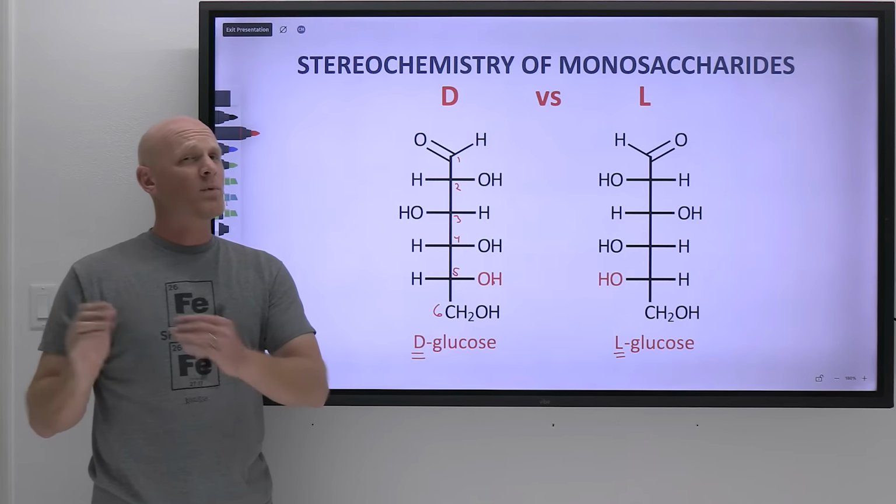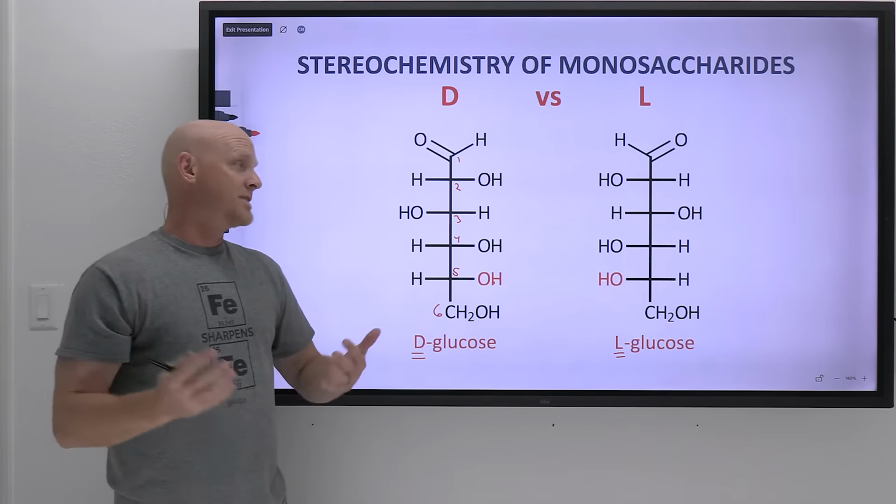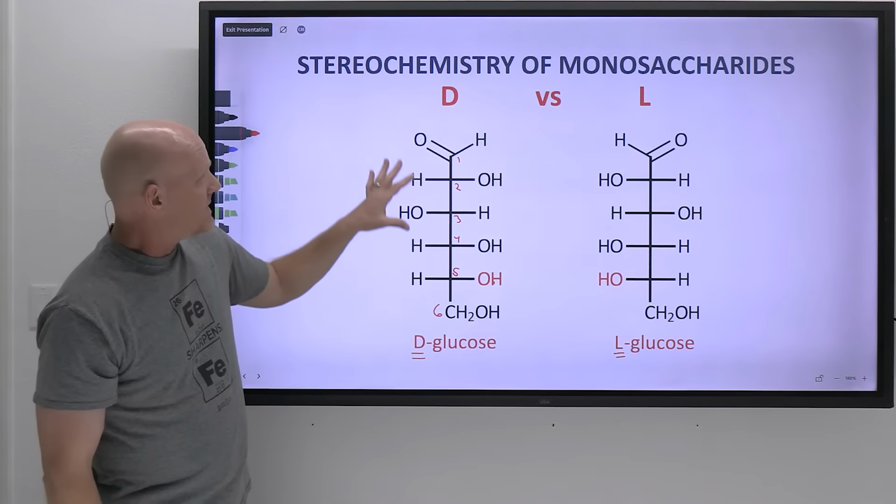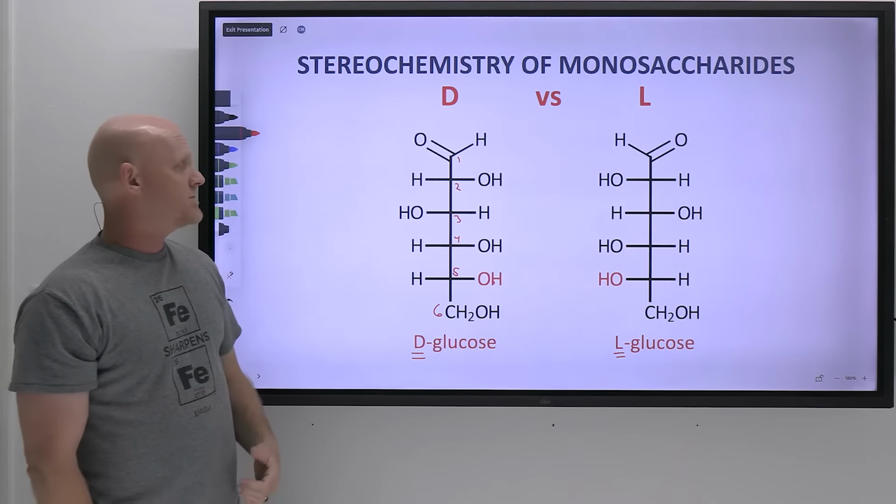It's really terrible, but it's a great way to remember it. So flip yourself off, I guess. All right, so that is D-glucose, and that's a pattern you might need to remember there.